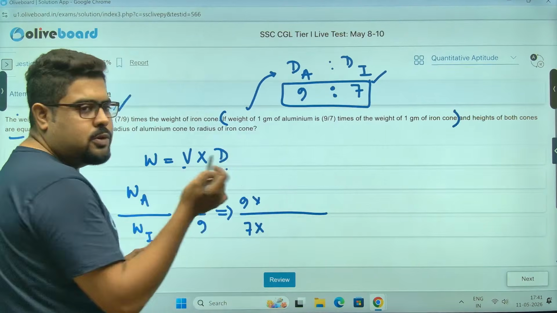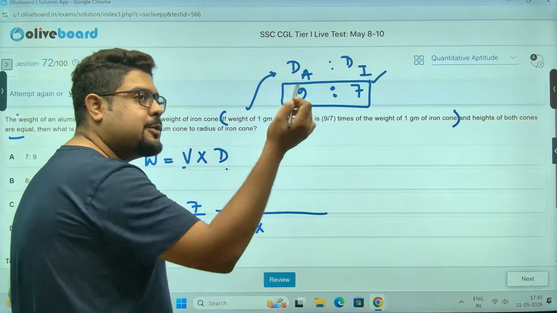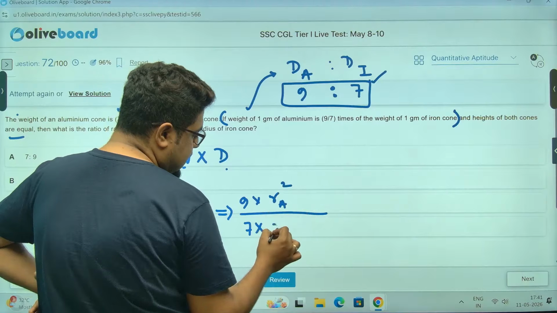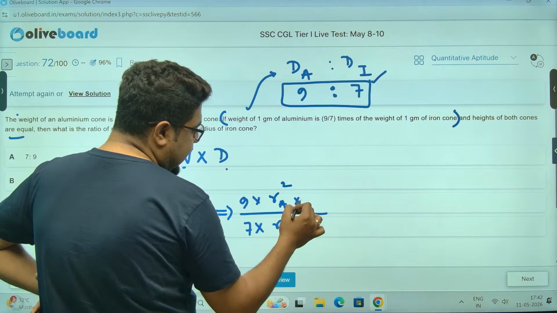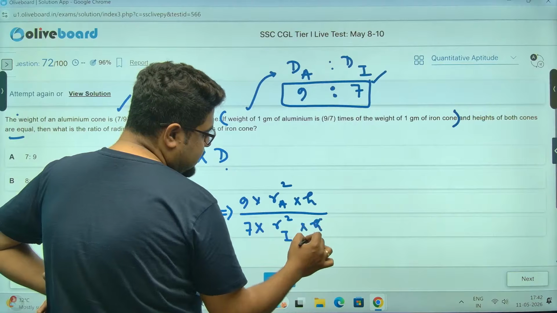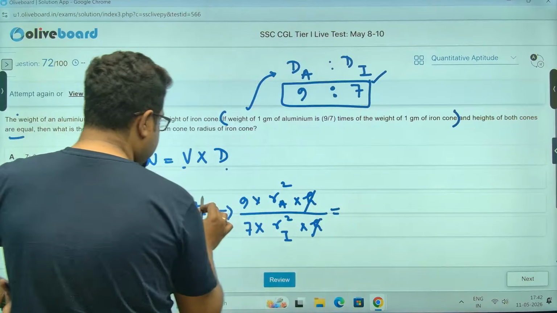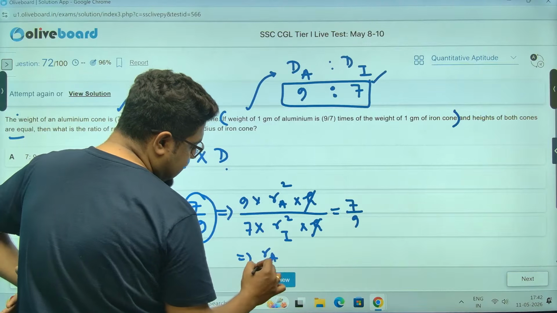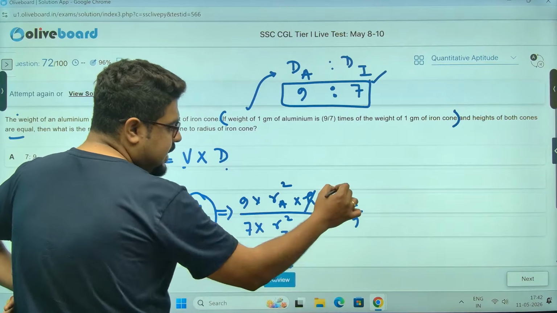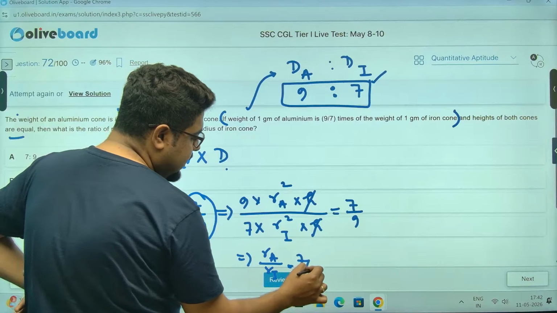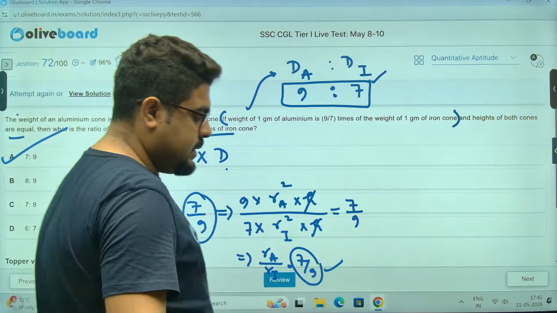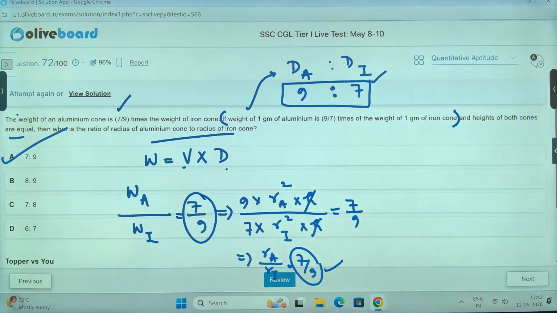Volume formula, sir, both are cones. So 1/3 pi r square h, the 1/3 pi will be cancelled. So r square h: r of aluminum square, r of iron square. H is common, sir, H is equal, so this will cancel. This has been given to you as 7 by 9. So RA by RI squared will be 7 square by 9 square, so this will become 7 by 9. They are asking the radius ratio of 7 by 9, sir. Option A, 7:9 is most definitely your correct answer.